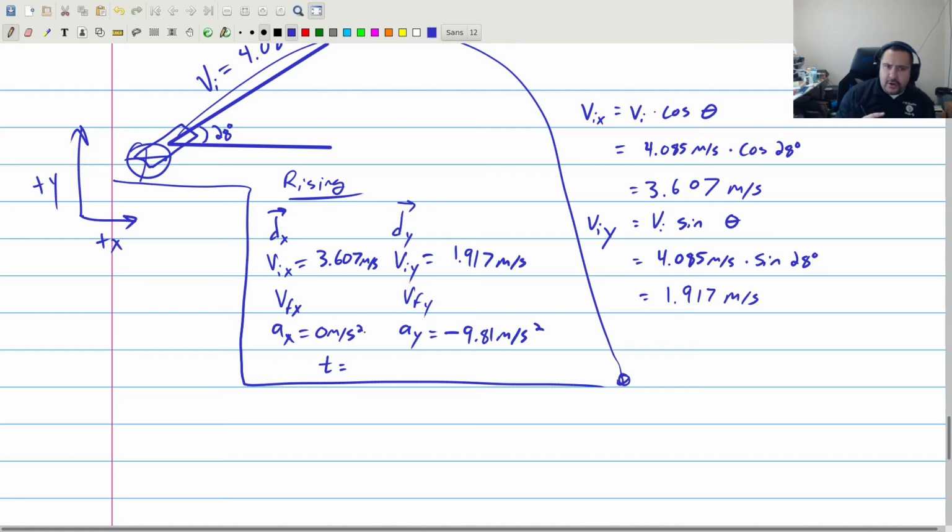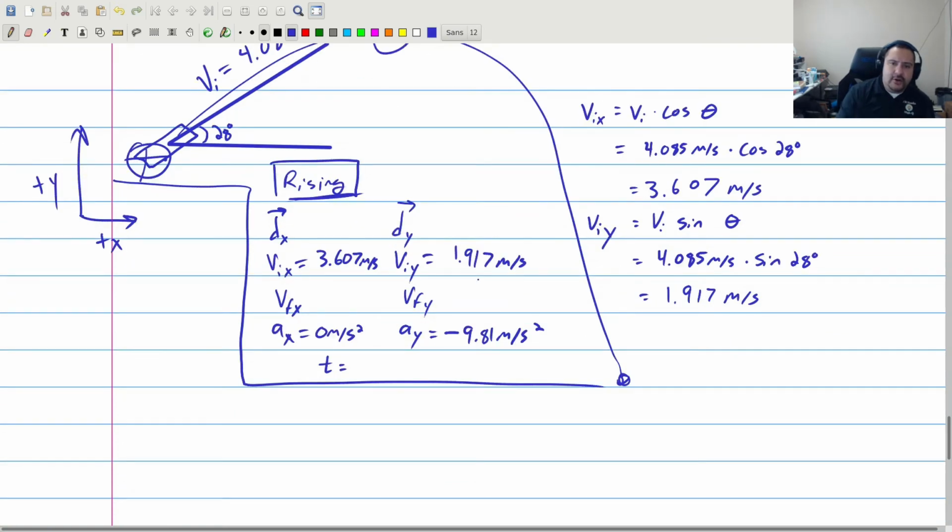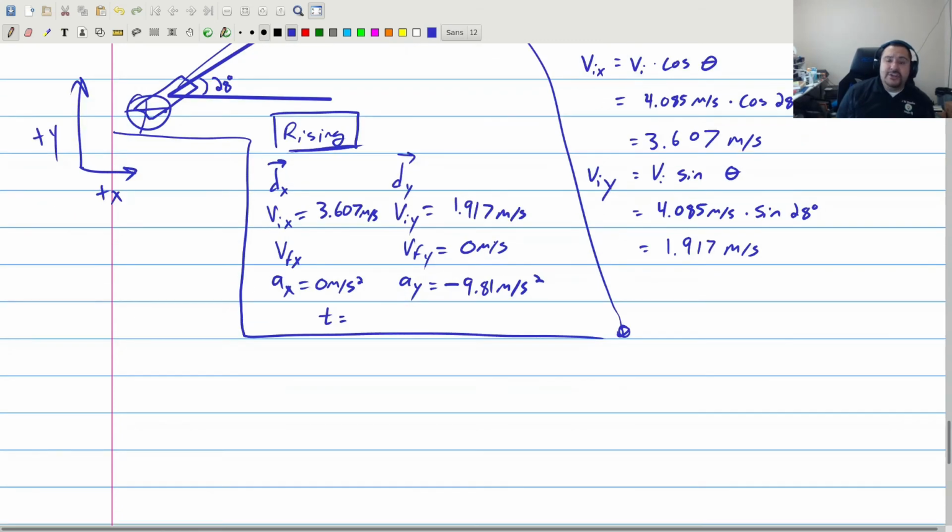And we know one more thing. If we're looking at the rising section only, that means the y velocity at that top point is going to be 0. So v final y is going to be 0 meters per second. From this, we should be able to find time, so the time to the top.